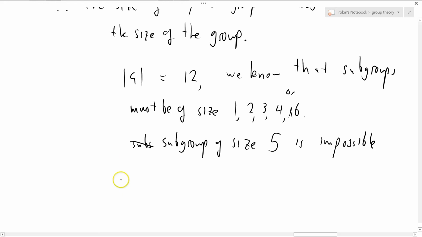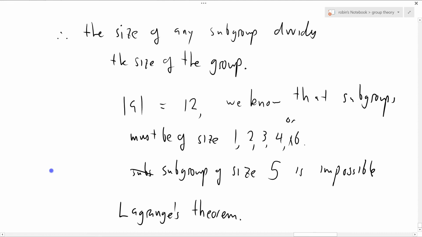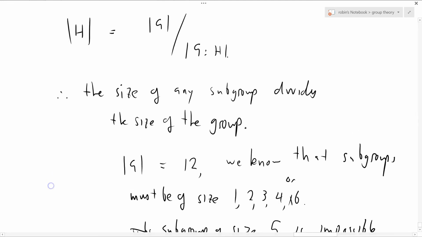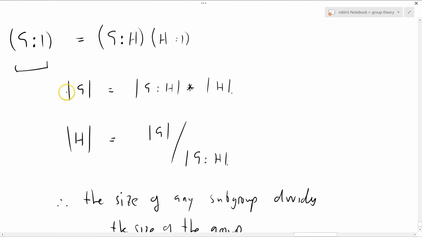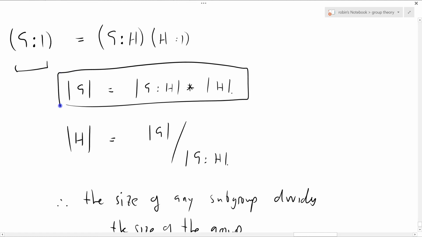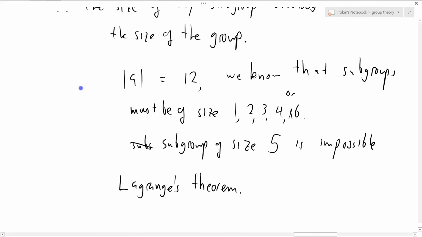Okay, this is called Lagrange's theorem, I think. Lagrange's theorem. The size of any subgroup divides the size of the group. But really what we're interested in is this relationship here, all of which follows from the observation that the cosets of a group form an equivalence relation, and all the cosets are the same size. So that tells us a hell of a lot.